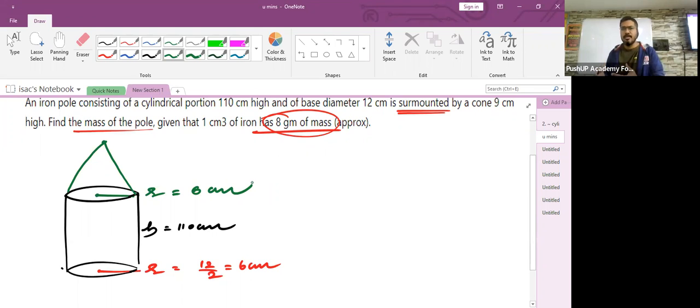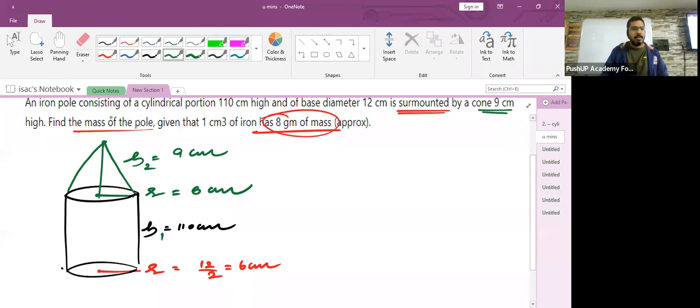The word surmounted is used. That means whatever is the base radius of the first solid, the same is the base radius of the second solid. Use the logic, children. And then, what is the height? Height is 9 centimeters, right? Here I will use H1, here I will use H2.